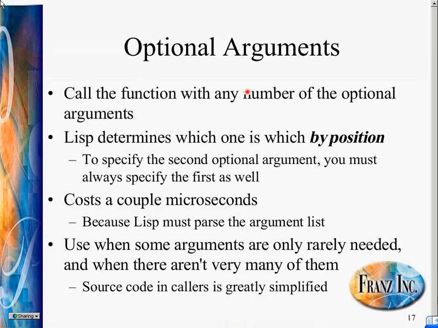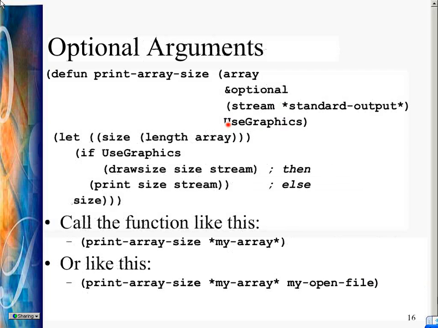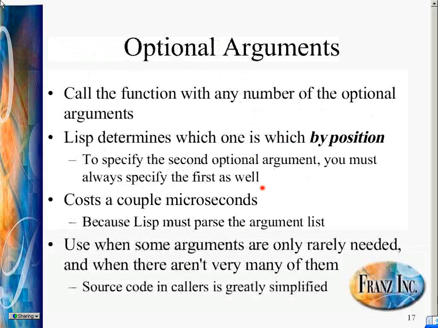Now, the thing is, you can call the function with any number of optional arguments, but what arguments you are passing is determined by position. Therefore, if you want to specify the second optional argument, use graphics, you must specify a value for the first one as well. This is somewhat annoying.